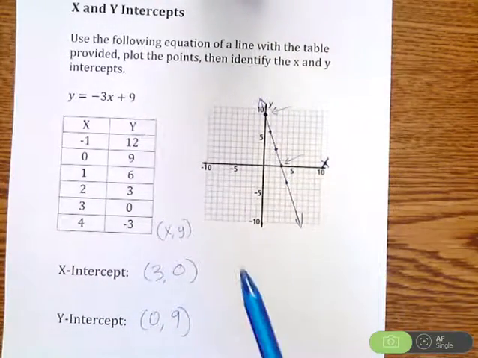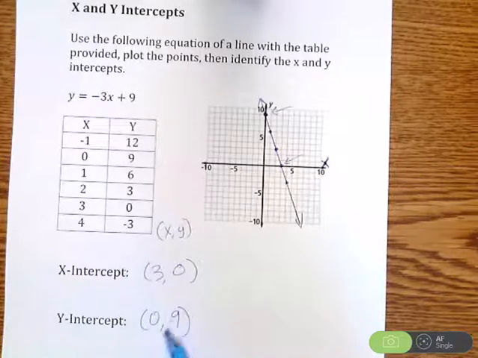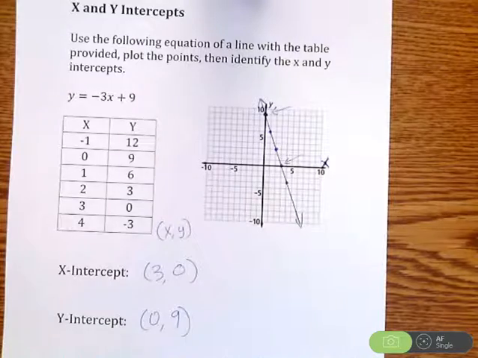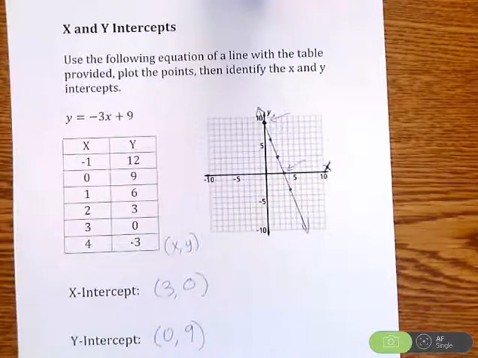Some things to notice here: there will be zeros. So 3, 0 and 0, 9. You're always going to have a 0 involved in your x or y intercept, so be on the lookout for that. So that was graphing and x and y intercepts.